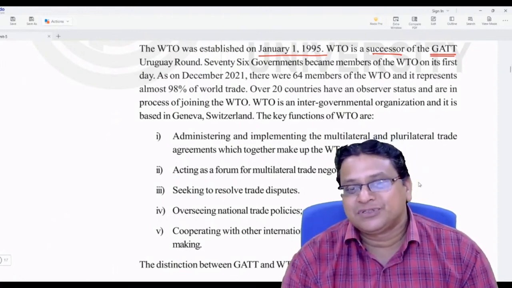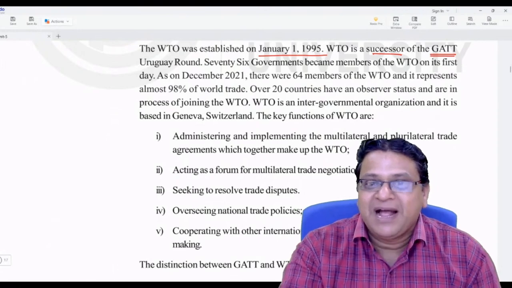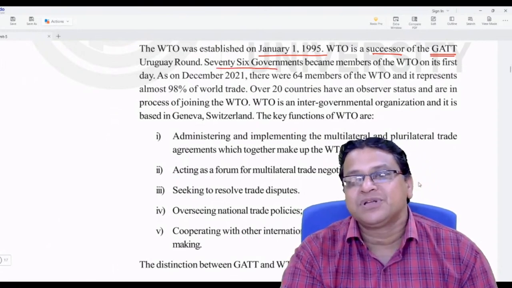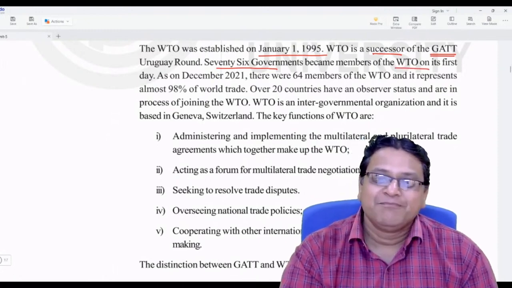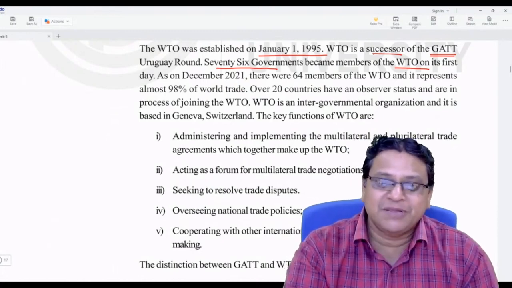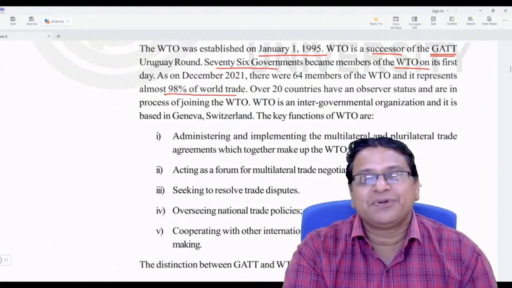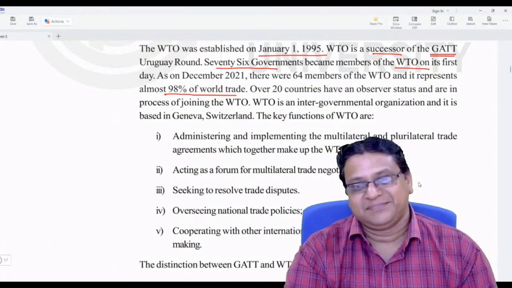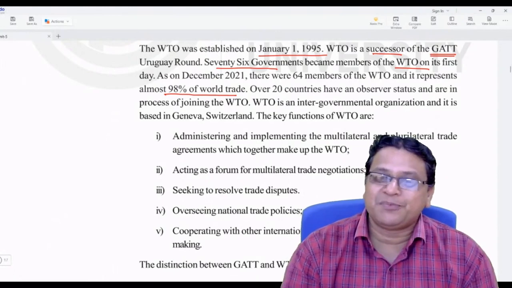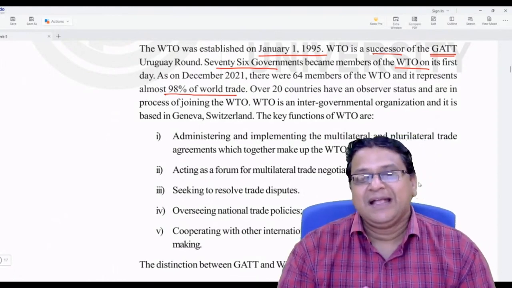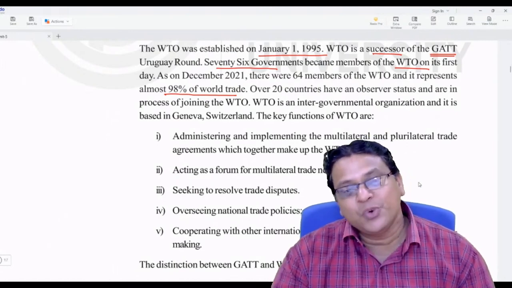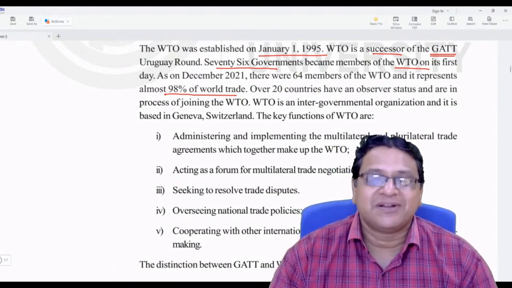So when WTO was framed at first, 76 governments became members of WTO. Again, more and more members joined, and nowadays WTO membership contributes 98% of world trade. So what are the functions of WTO? Main functions of WTO: WTO is a permanent multilateral institution which frames rules and regulations for international trade.